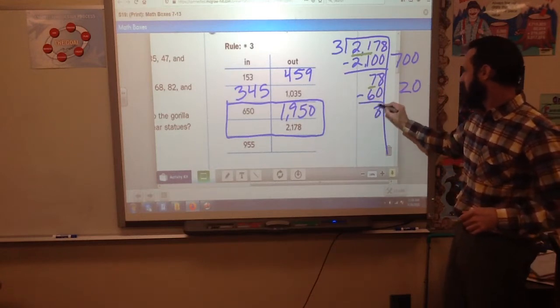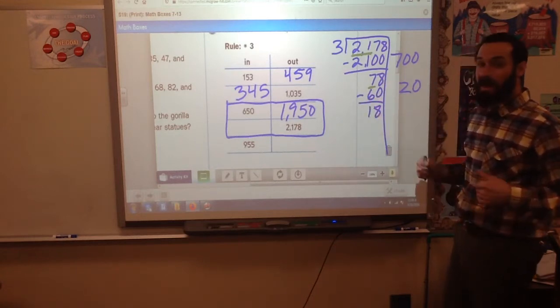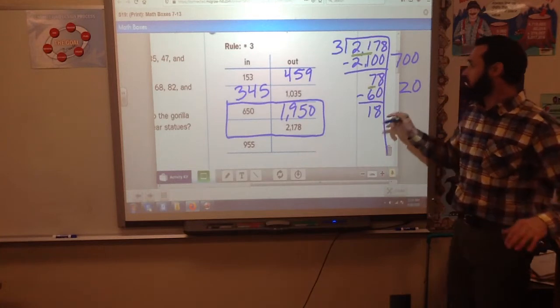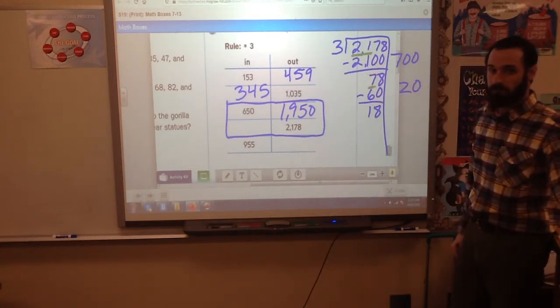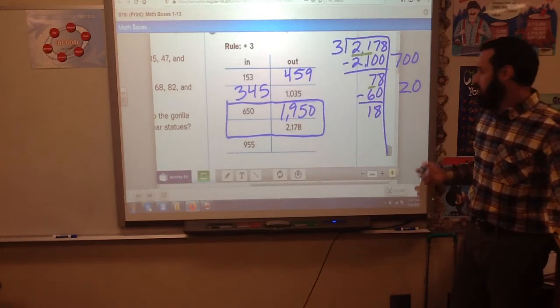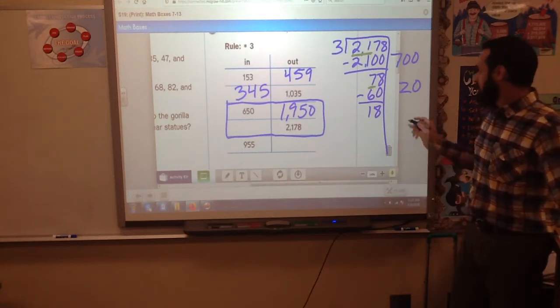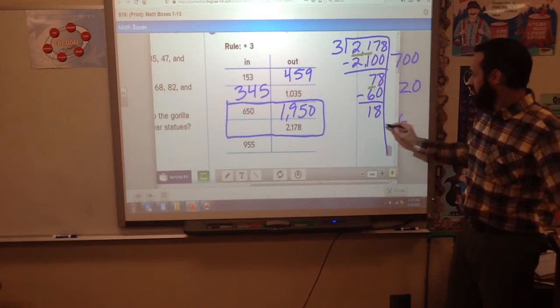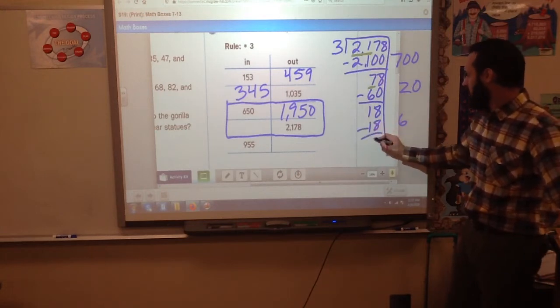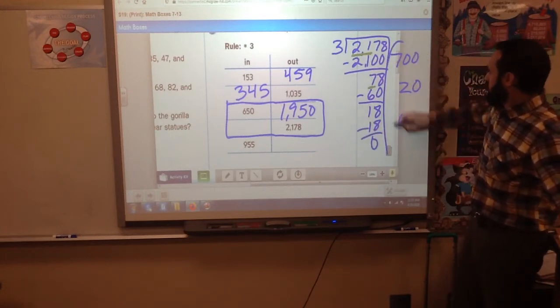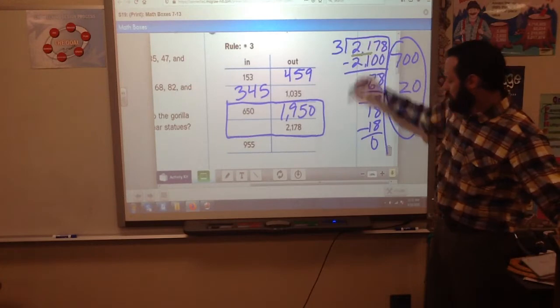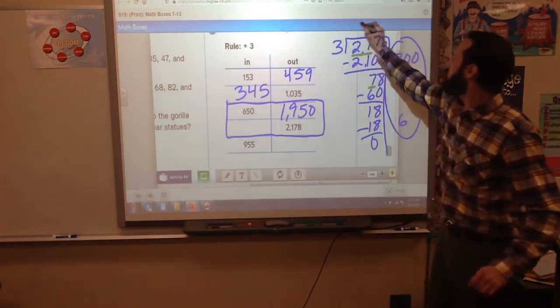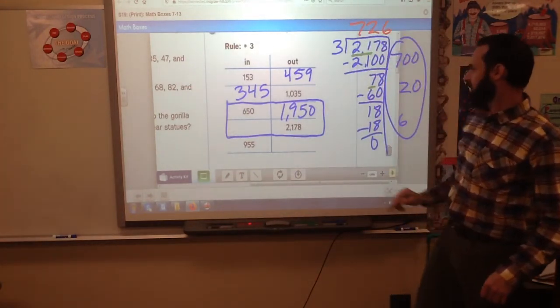8 minus 0 is 8. 7 minus 6 is 1. Hey, now we're getting down to some small numbers, and we're looking at what times 3 is 18. You might need to count up, or you could have tried 5. But the answer is 6. 3 times 6 is 18, and you subtract. And this is where your answer would be. 700 plus 20 is 720, plus 6 is, I'm going to write it in a different color because of the blue, 726.